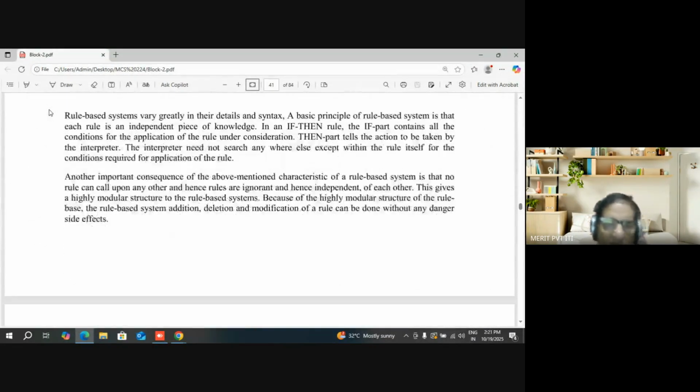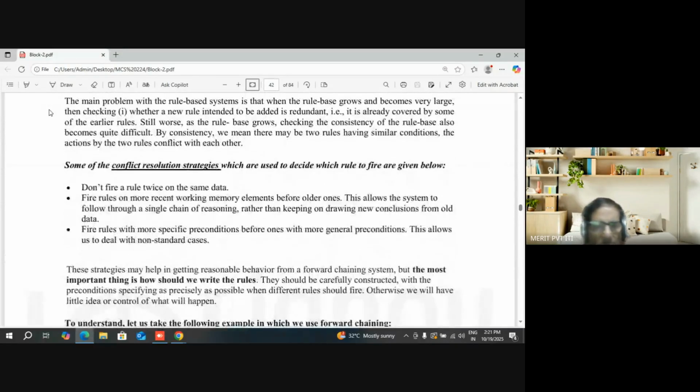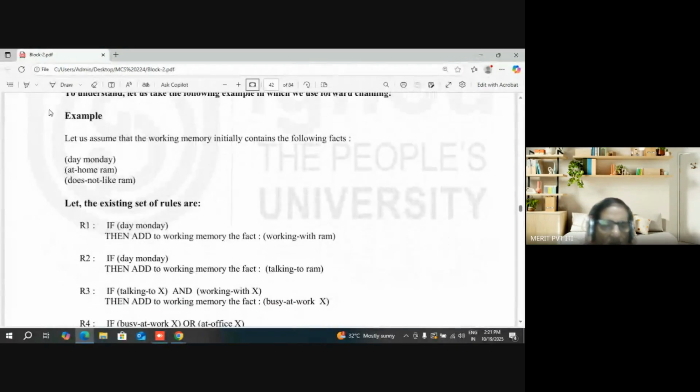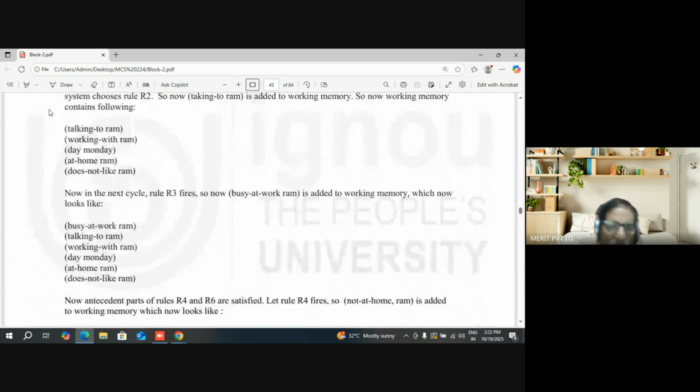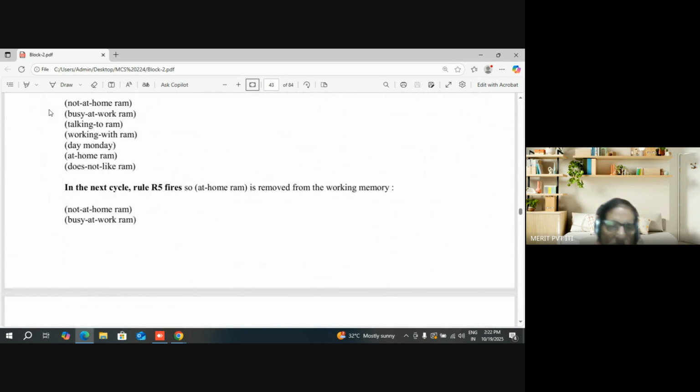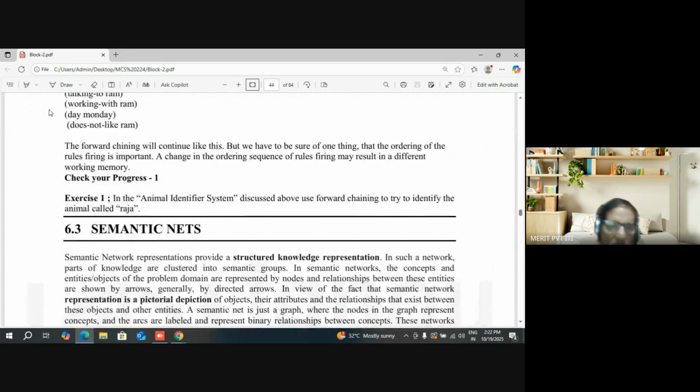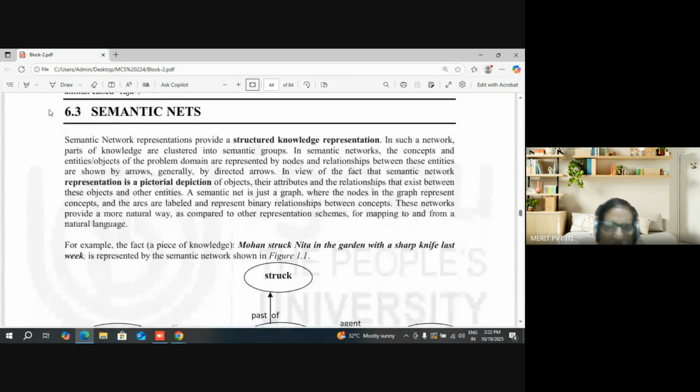Conflict resolution भी करा हमने. Then add to working memory, defect working with RAM. If day Monday, then add to working memory, defect talking to RAM, and so on. So semantic that we हमने करा है.